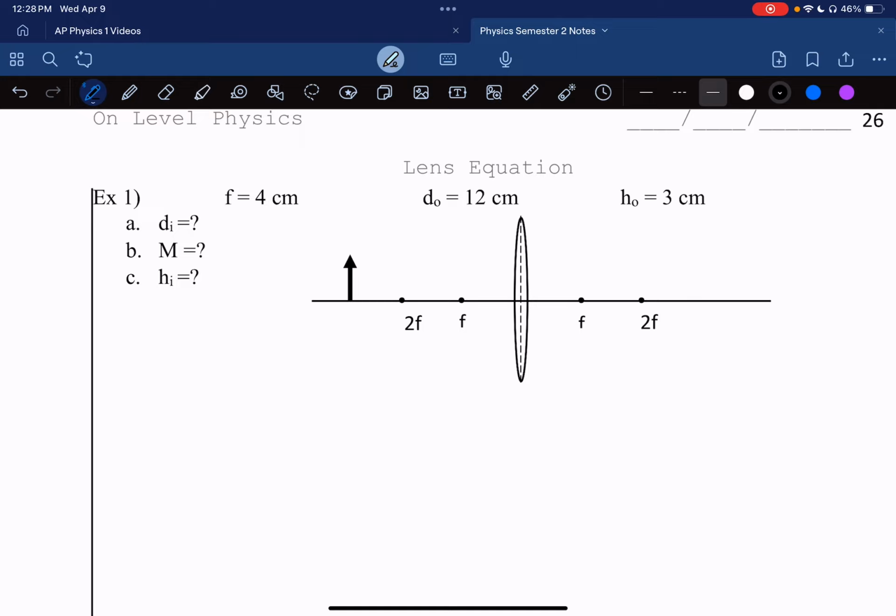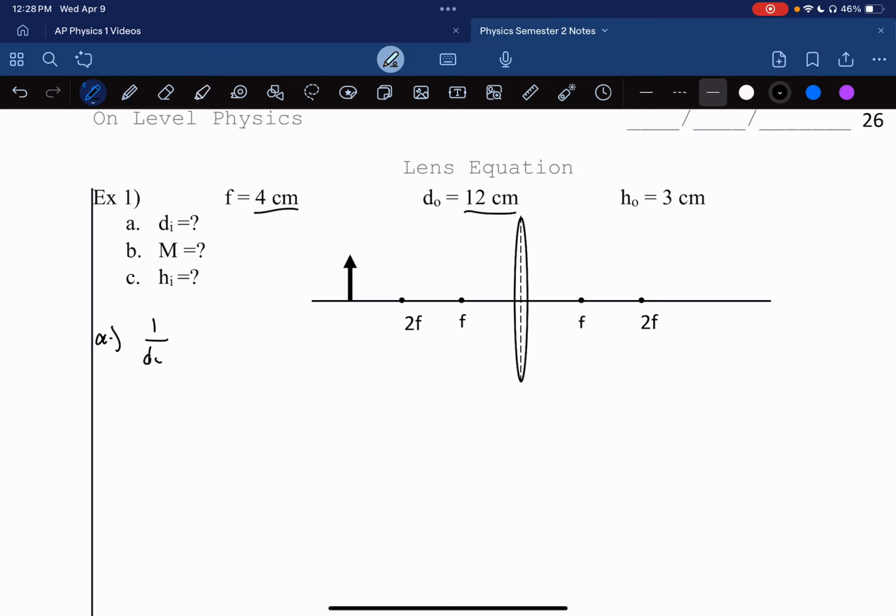Here, we're given a lens with a known focal length of 4 centimeters. The object is placed, because we can put the object anywhere, 12 centimeters from the lens. And the height of this object, how tall it is, is 3 centimeters. We want to figure out precisely where the image is going to be located back here, such that if we put a screen at this place, we will actually get a focused image of this arrow. So for part A, we're going to solve this using the lens equation.